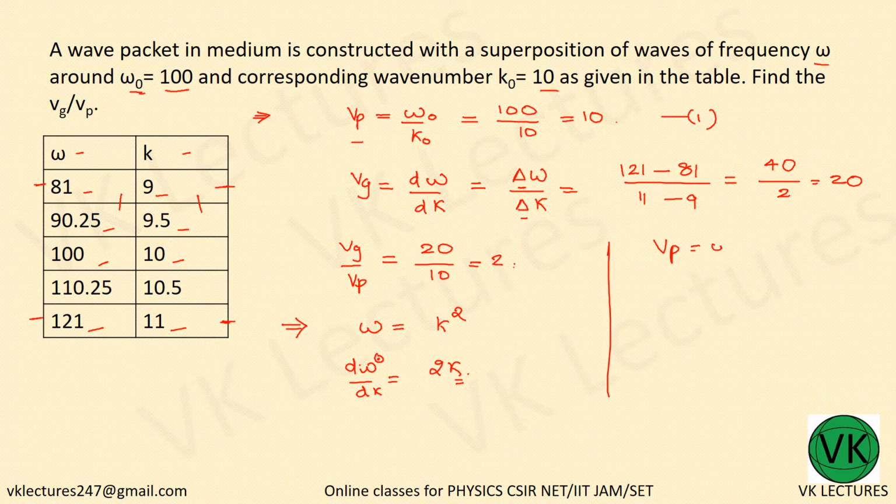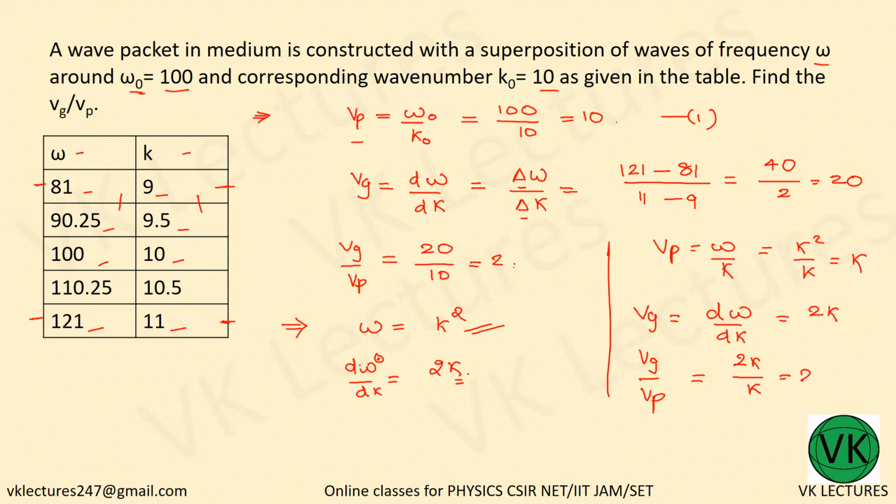Vp is equal to omega by k. What is omega? Omega is nothing but k square, so k square by k is nothing but k. Now Vg is equal to d omega by dk, which is 2k. So what is Vg by Vp? 2k by k, it's 2. So it's a very simple way of doing things. That's why I told you there are two methods: the same thing written in two different forms.